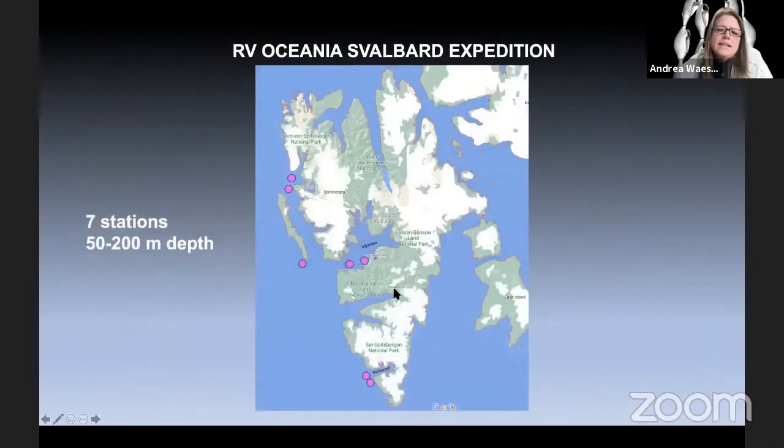So the expedition, we sampled 7 stations throughout this cruise, ranging from 50 to 200 meter depth. So we started off here in Longyearbyen, sampled a couple of stations in Isfjorden, then went down south to Hornsund, and then up to the north to Ny-Ålesund, another couple of stations, and coming back to Longyearbyen then.